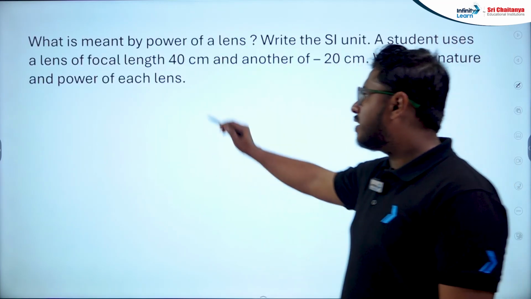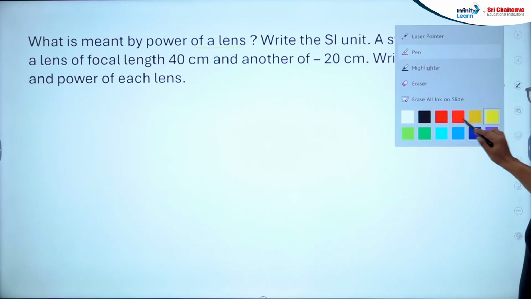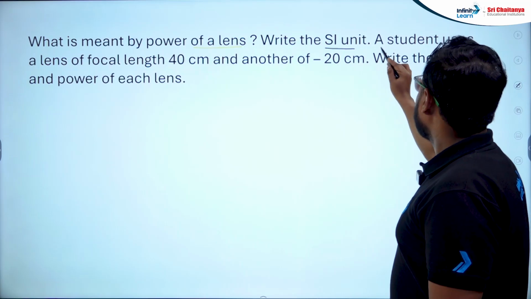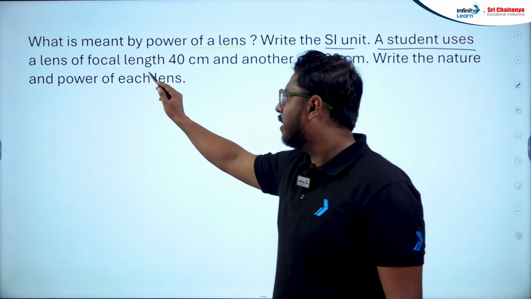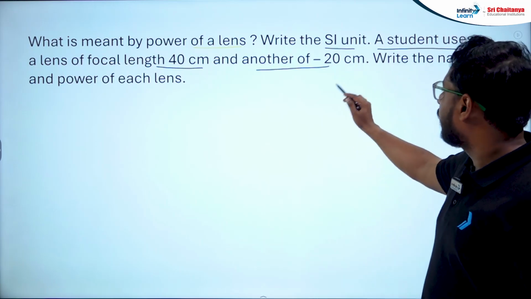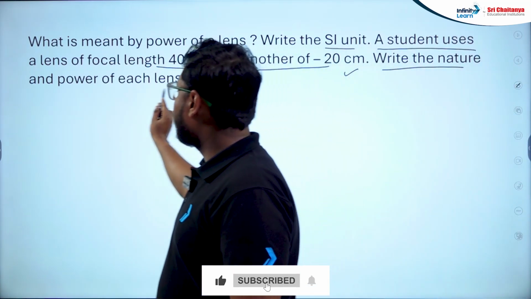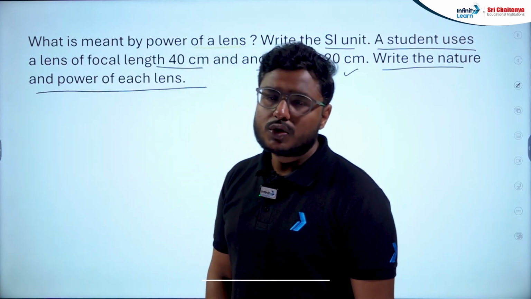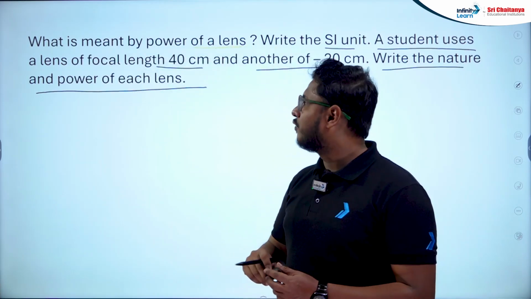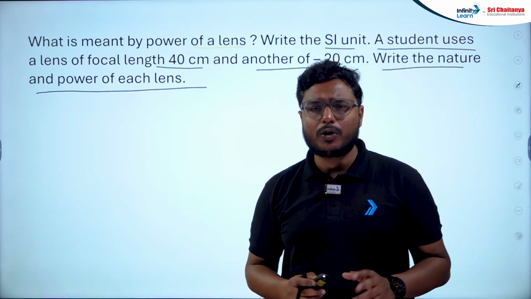Next question: what is meant by the power of a lens? Write the SI unit, the standard unit. A student uses a lens of focal length 40 centimeter and another of minus 20 centimeter. Write the nature and the power of each lens. So for the first question, if you are clear with what the power of a lens is and its formula, the question becomes very simple for all of you.